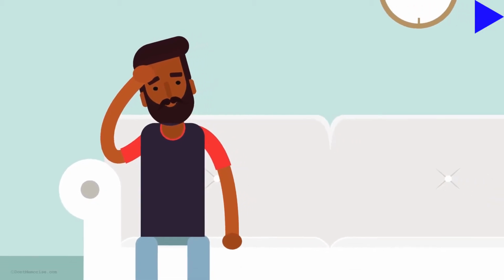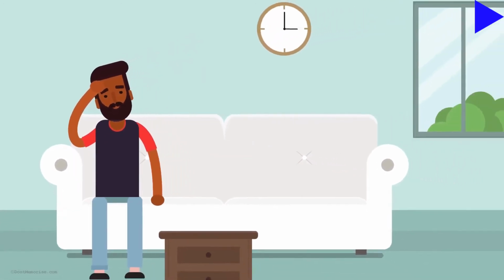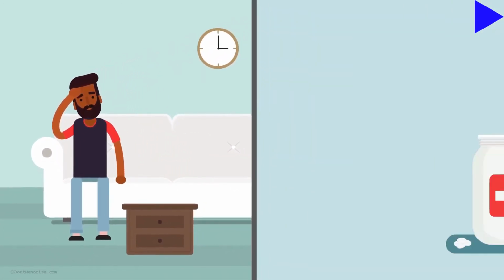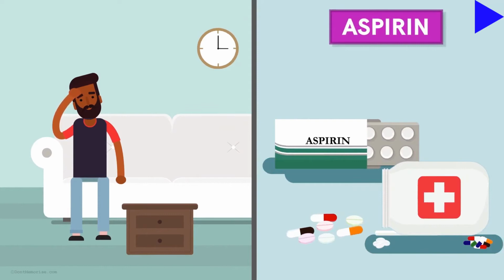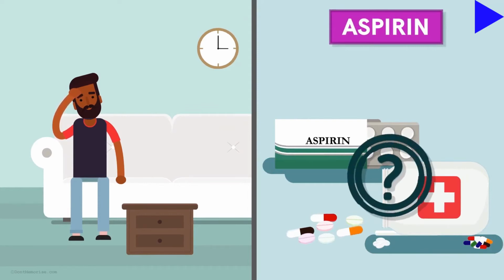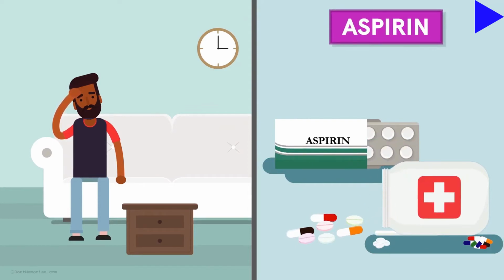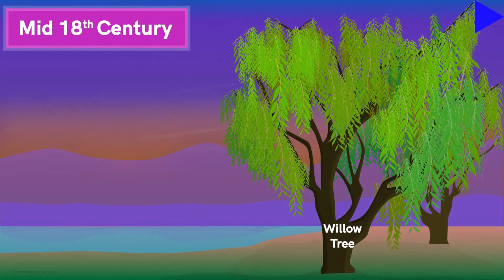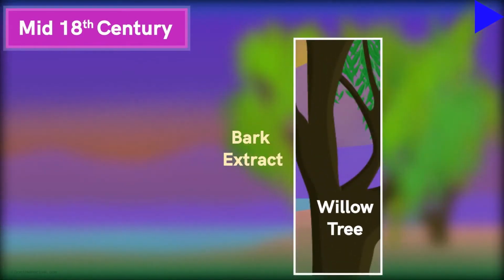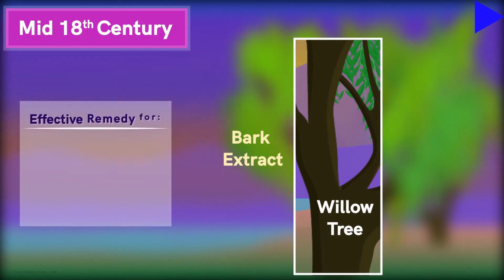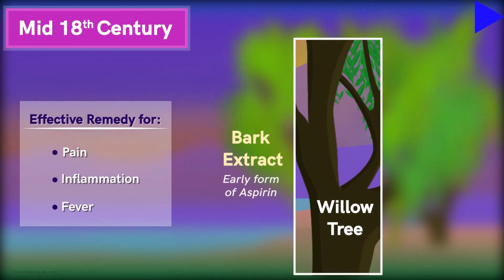What do we do when we have a high fever or we are down with pain? We pop an aspirin. It's that simple. But do we know how exactly this medicine came into existence? What was it made from? Well, sources say it was around the mid-18th century that the bark extract of a willow tree came to be used as an effective remedy against pain, inflammation, and fever. If you've guessed that this was the early form of aspirin, then you're probably right.